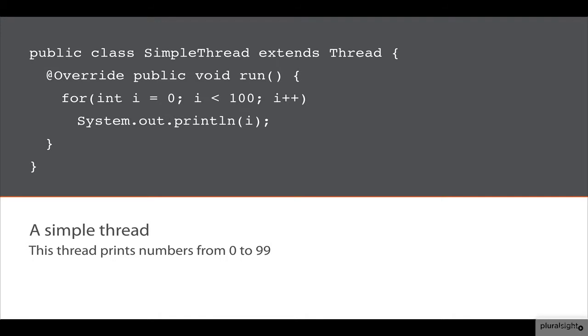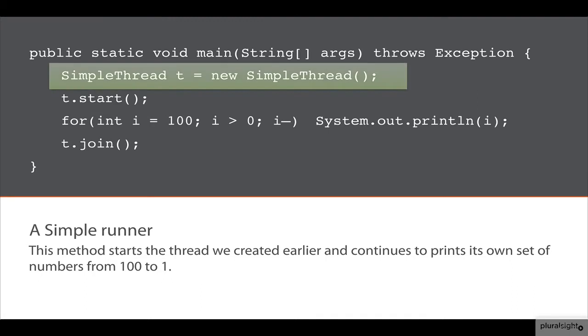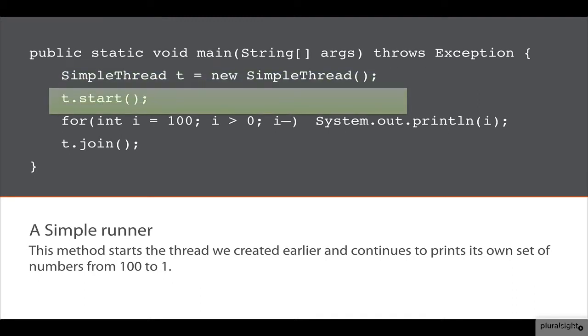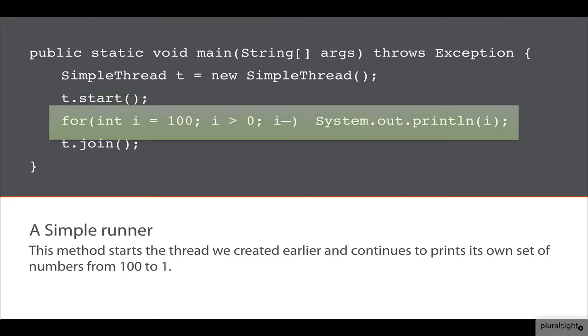Here is a simple thread class. It extends the Thread class and overrides the run method. When this thread is started, it prints numbers from 0 to 99. To start a thread, we have to create an instance of the thread class we created and call the start method. Once the thread is started, the main method continues execution without waiting for the thread to finish its run method. The way they are designed, there is no way for us to control how much time each thread gets, so we cannot guarantee equal share of CPU time.